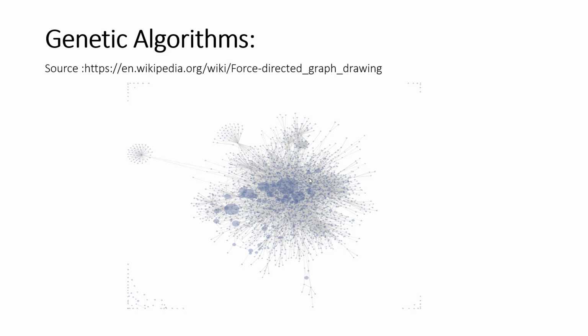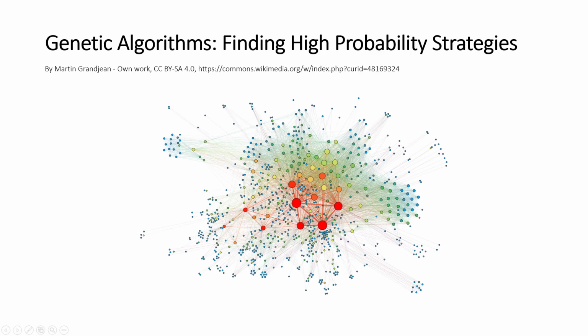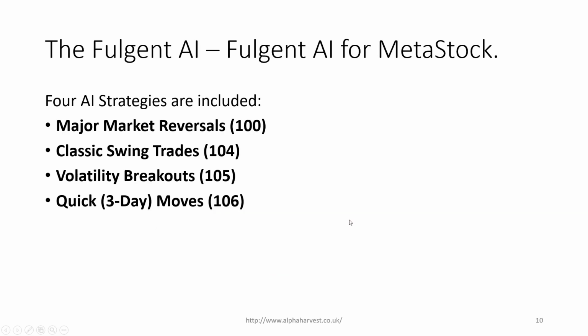The AI goes in and finds out what works, and then develops entirely new trading strategies using all the technical indicators available. So instead of having one or two technical indicator strategies, you've now incorporated quite a few that the AI uses, and that's how we get to these 4: major market reversals, classic swing trades, volatility breakouts, and quick 3-day moves that we'll be using.